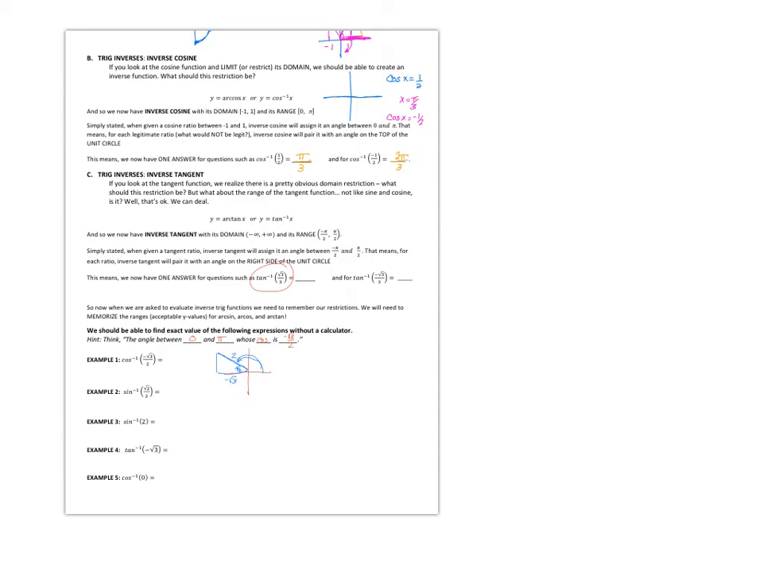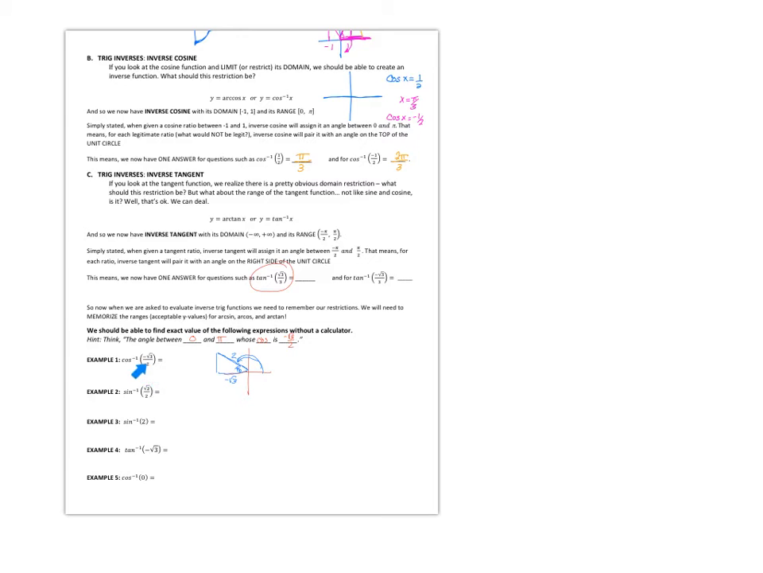So this is where we left off today. I was trying to get to the point where we could take an expression like inverse cosine of negative root 3 over 2, and turn that into an English sentence that says the angle between 0 and pi whose cosine is negative root 3 over 2. And we were just about finished that.